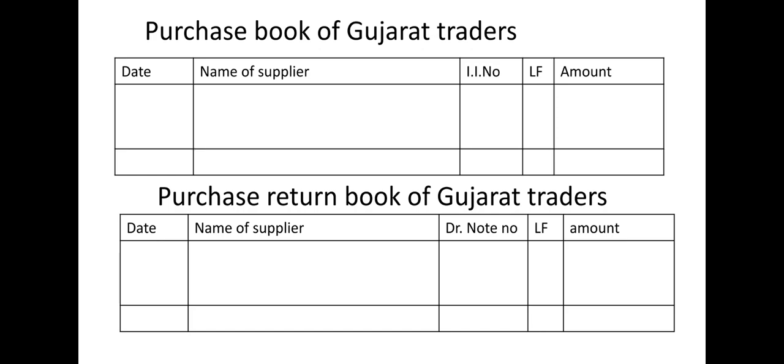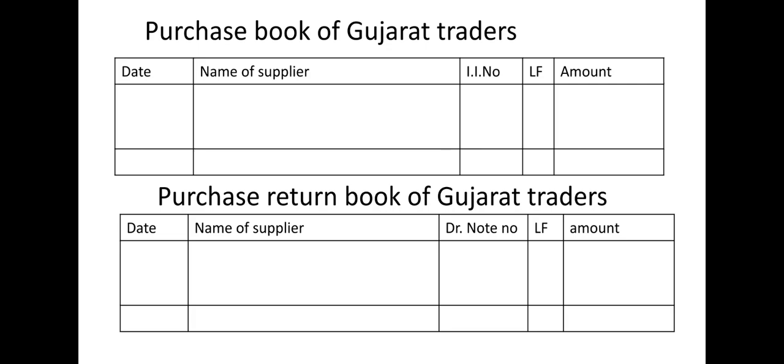Let's start with transaction number 1. Now student, before we start, let me tell you that in this question, you will be given transactions of both of them. There will be purchase also and purchase return also. So all purchase transactions should be recorded in the purchase book, and all returns, meaning purchase return transactions, should be recorded in the purchase return book. Okay, let's start with transaction number 1, student.